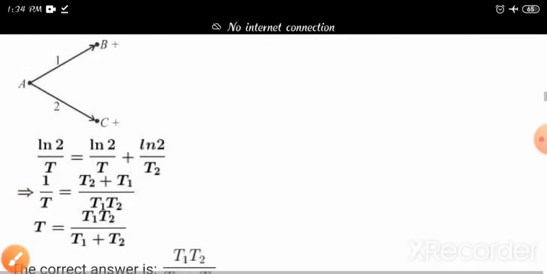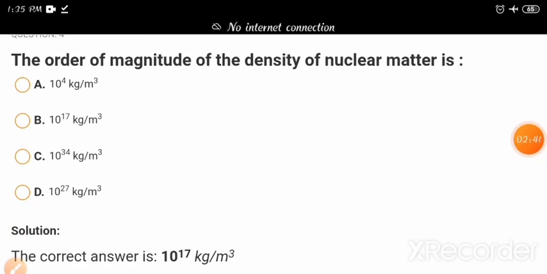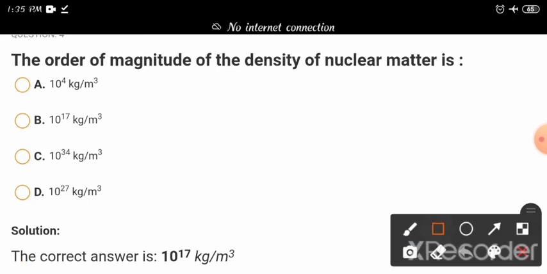Now we can jump to the next question. Question number 4: the order of magnitude of the density of nuclear matter is 10^4 kilojoule per meter cube, 10^17 kilojoule per meter cube, 10^34 kilojoule per meter cube, and option D is 10^27 kilojoule per meter cube. So friends, option B should be the correct answer.